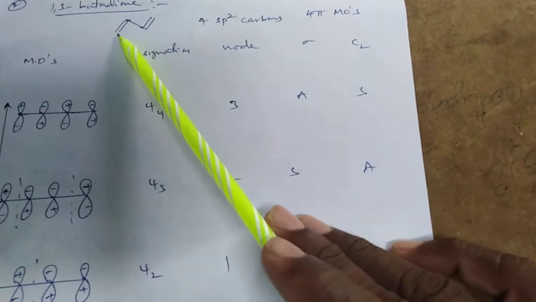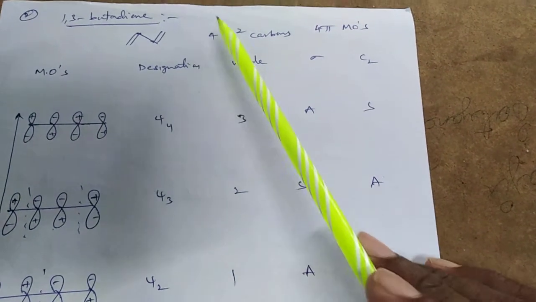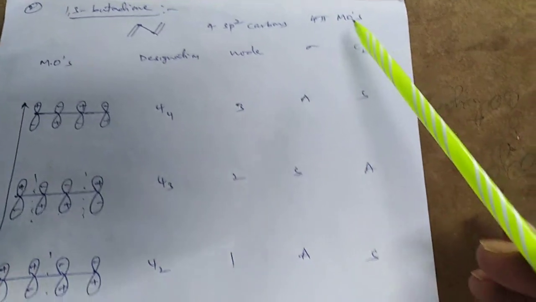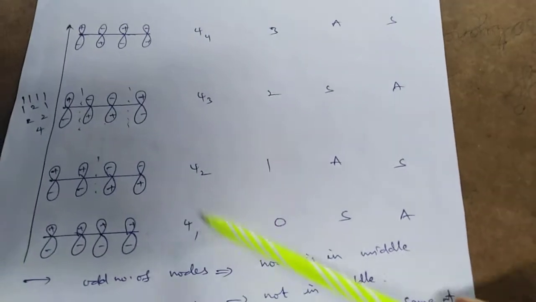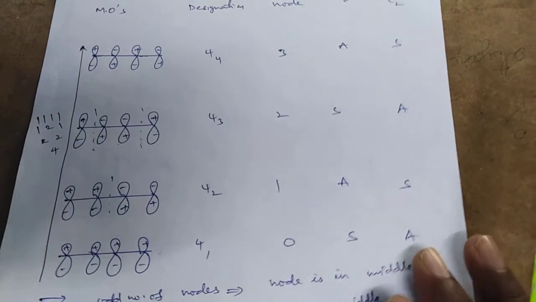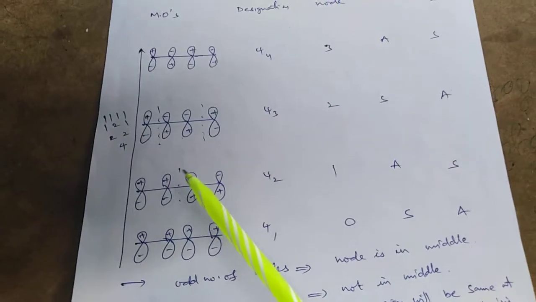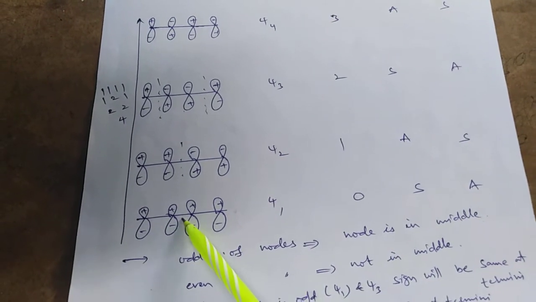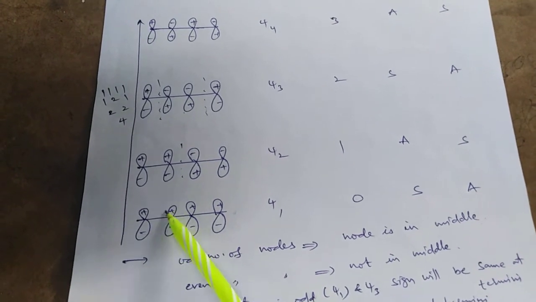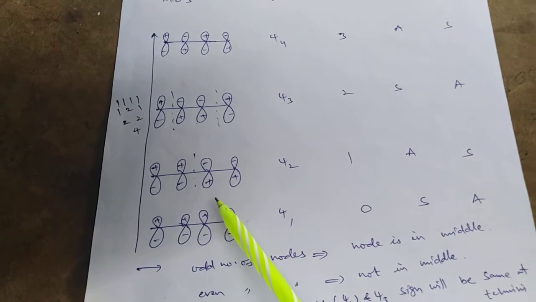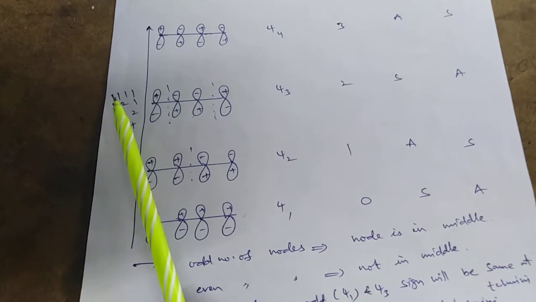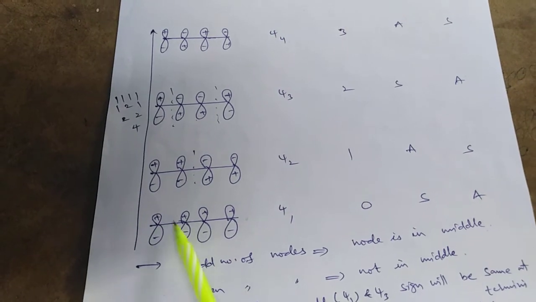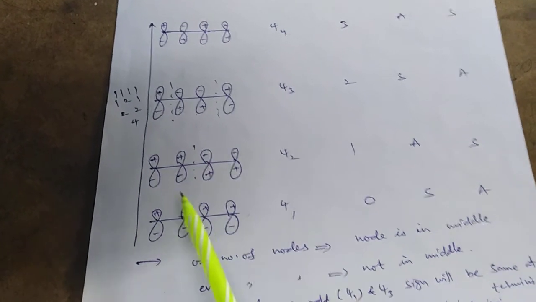It has 4 carbons, 1, 2, 3, 4, 4 sp2 carbons. So therefore, it will form 4 molecular orbitals. They are represented by Psi1, Psi2, Psi3 and Psi4. Psi1 is a bonding molecular orbital. Adjacent orbitals have the same spin. So I am giving one code, 1, 1, 1. All the lobes are positive signs.